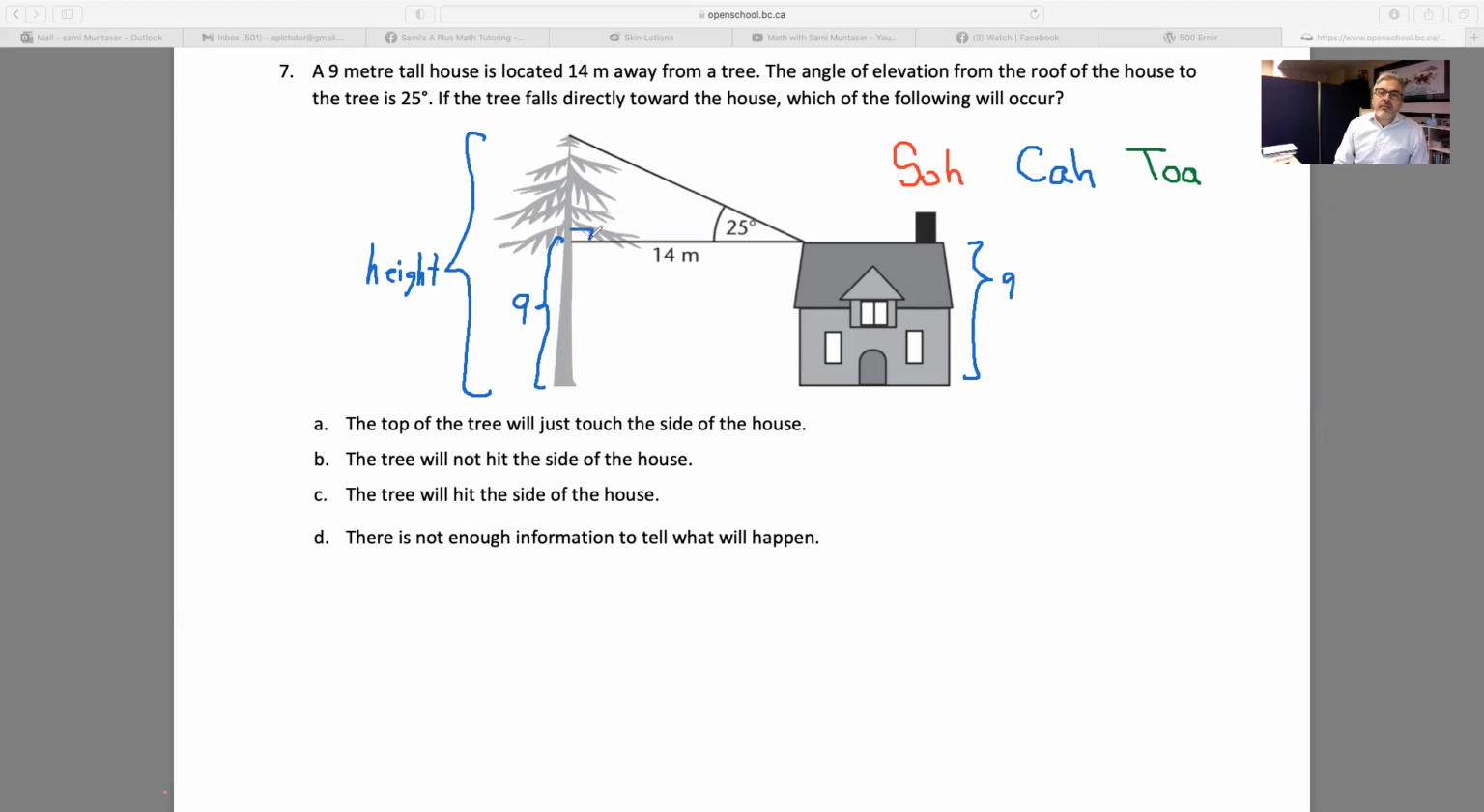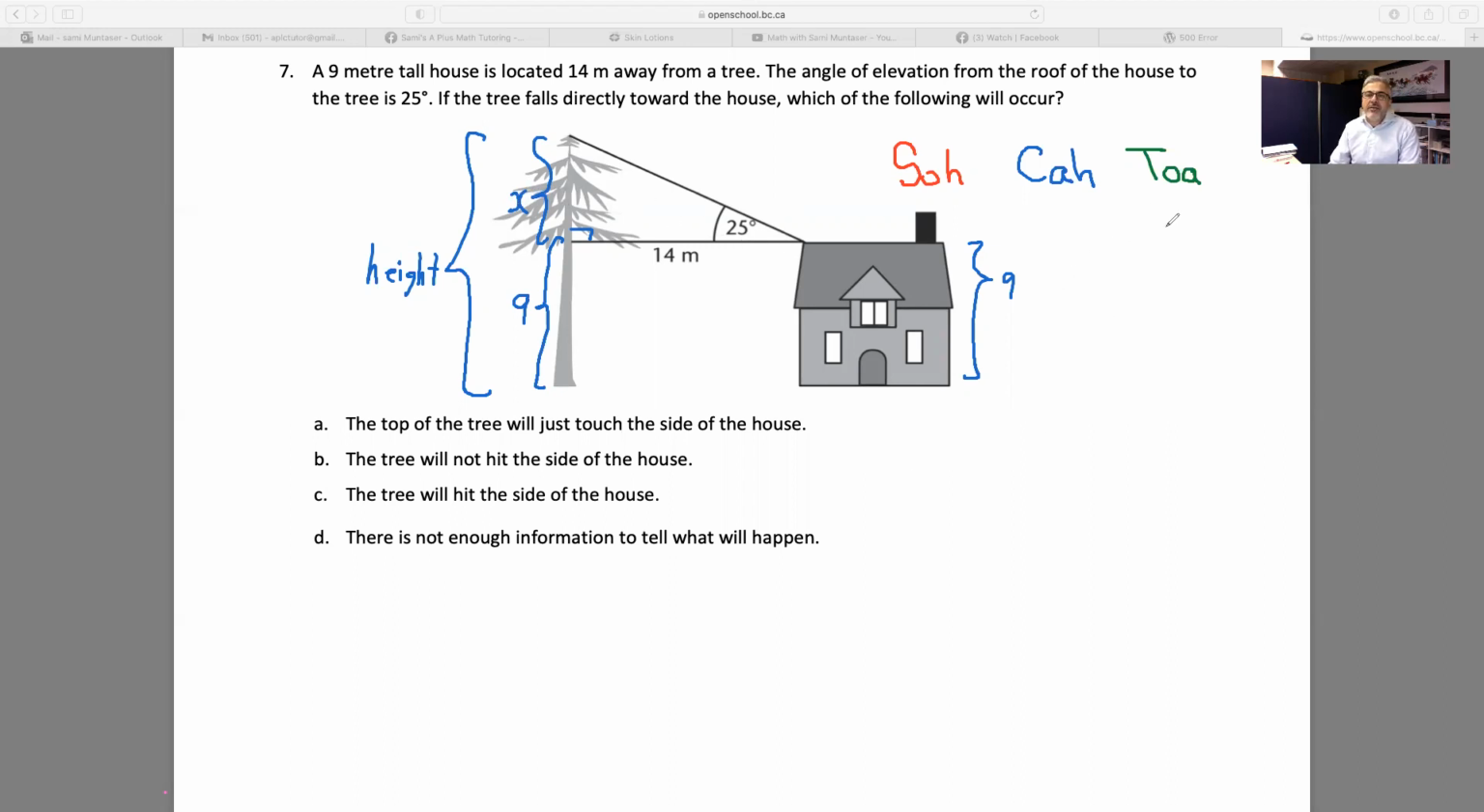Now this is a 90-degree angle. So what I want to do is find out the rest of the tree here, what's the height of that. To find out the height of that, I have the angle 25. What I'm looking for is x, which is the opposite, and I have 14, the adjacent.